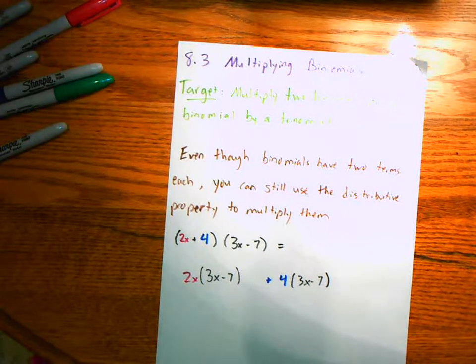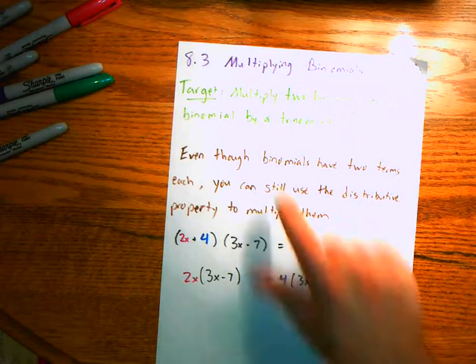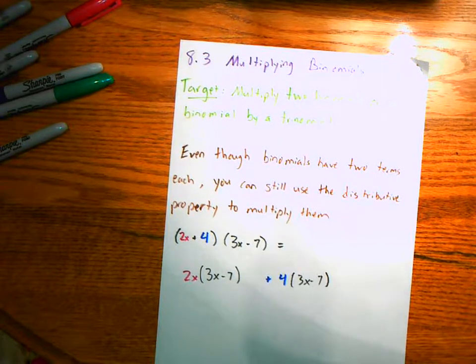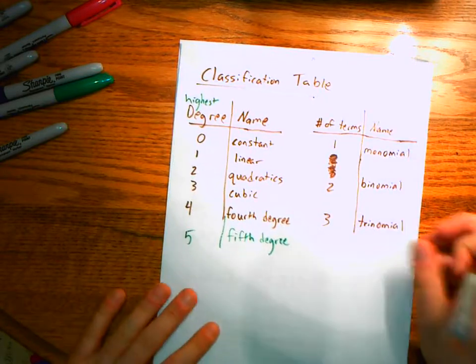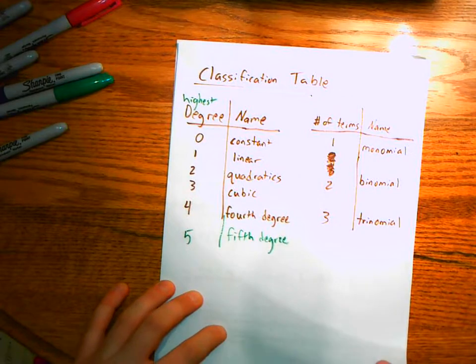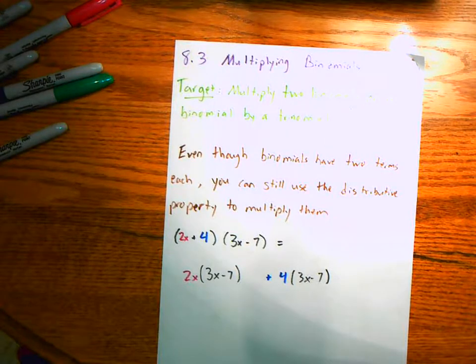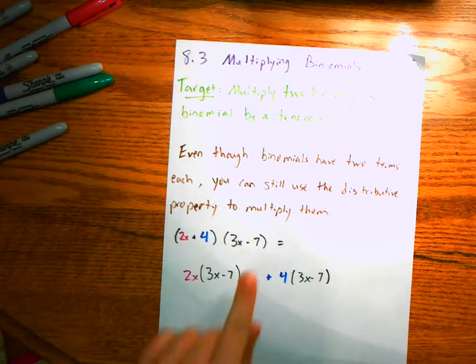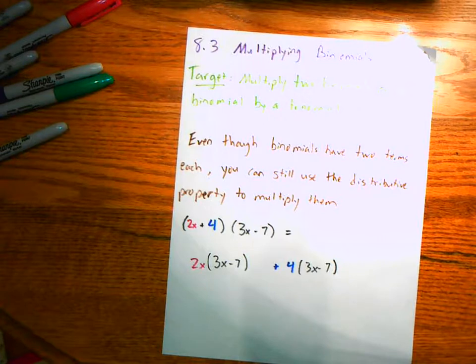So even though binomials have two terms in each of them, which is what the term binomials comes from if you remember your classification table. Two terms is a binomial, so that's why I say that each of them has two terms. Then you can still use the distributive property to multiply them together. Now the first example I wrote down is the binomial 2x plus 4 times the binomial 3x minus 7.